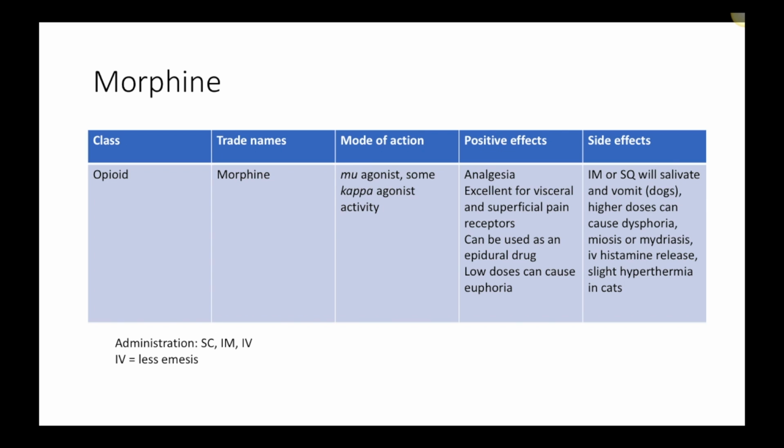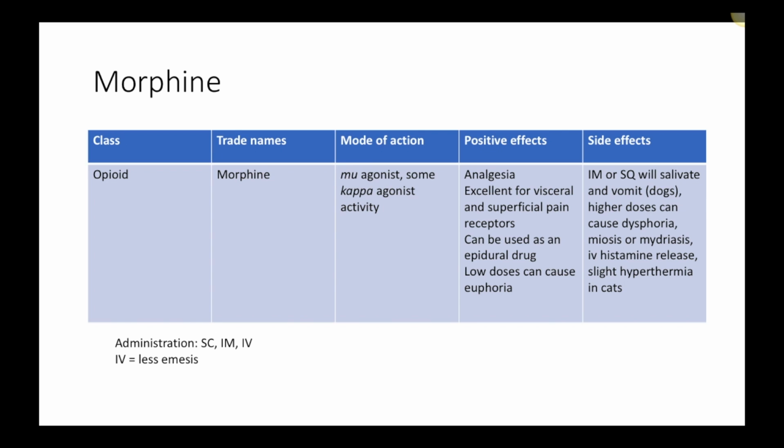And it can be used as an epidural drug as well to block those pain receptors or inhibit the pain receptors from depolarizing. Low doses can cause euphoria, so that's a positive effect. The animal will feel very good with morphine. Side effects, so sort of negative side effects. If it goes IM or sub-Q, the animal, most often the dog, will salivate. Cats often salivate too. And dogs in particular almost always vomit.